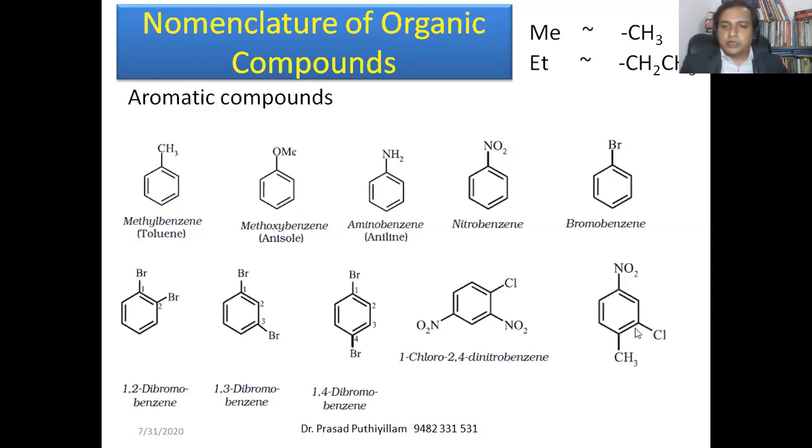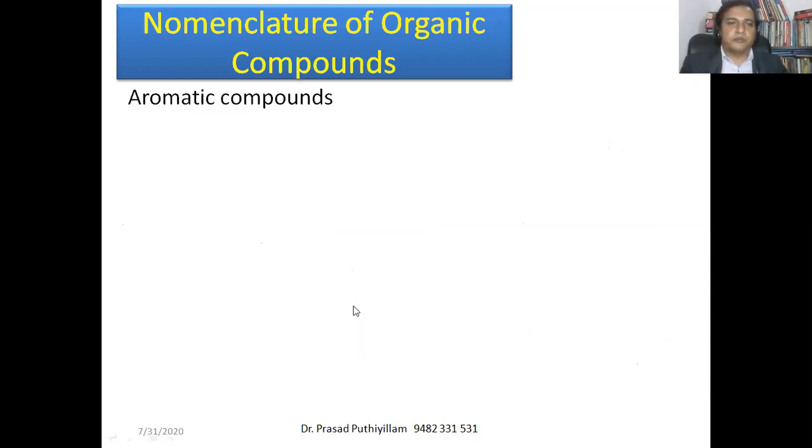So here it is 2-chloro. So more preference given to methyl on the benzene, and this chlorine comes in between those two. Therefore it is 2-chloro 1-methyl 4-nitrobenzene. So it is 2-chloro. So first preference given to this carbon atom, that is 1, 2, 3, 4. Therefore 2-chloro 1-methyl 4-nitrobenzene. That is the name of that compound.